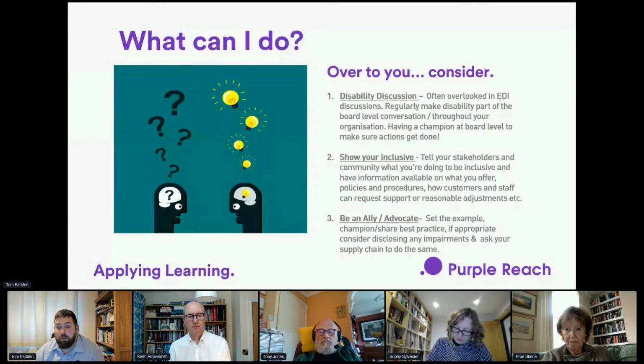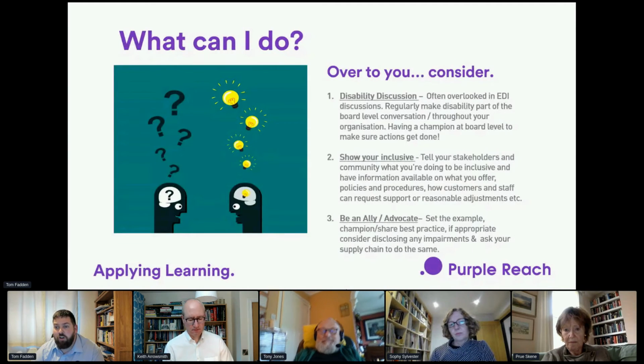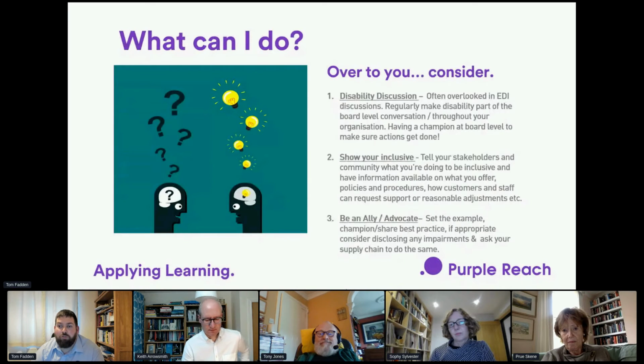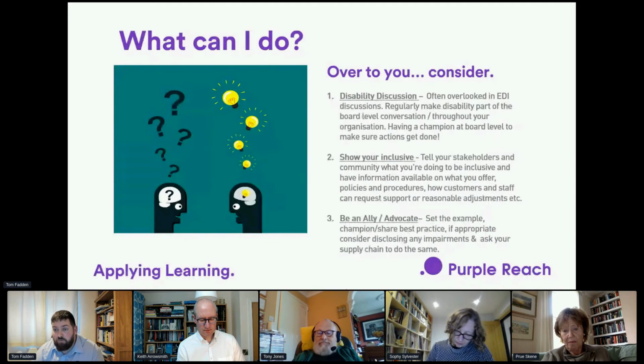Six things to improve your inclusion on your board. So first of all, make disability part of the discussion. It's often a forgotten element of equality, diversity, and inclusion. Just make the conversations regular at board level, and also consider having a champion, not to make them responsible for disability, but just to make them responsible for making sure things get done when you decide actions.